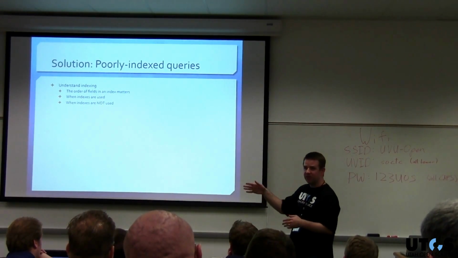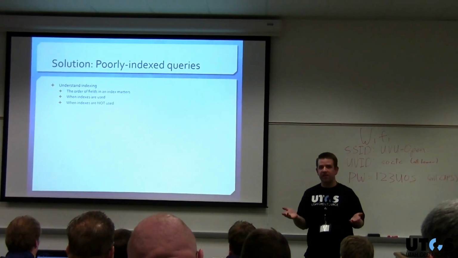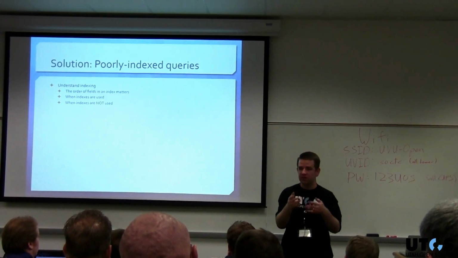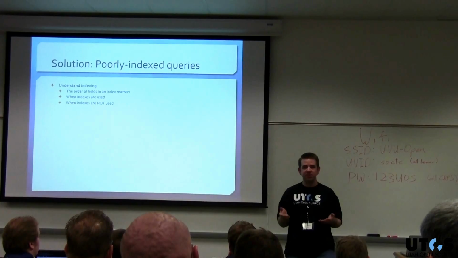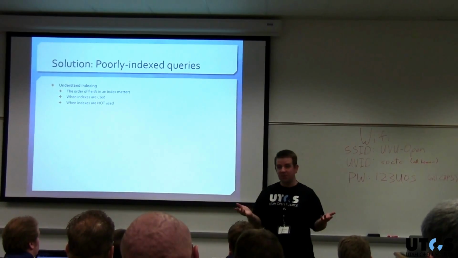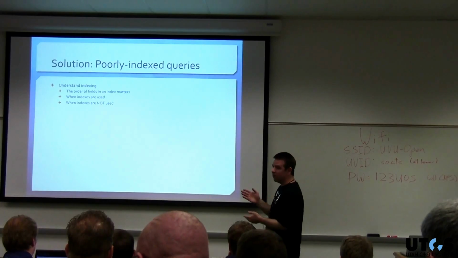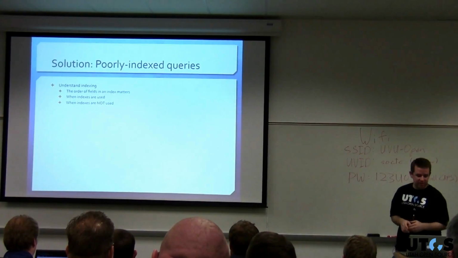Think of alphabetical order. If you know someone's last name, you can look them up in the phone book. If you know the first letter of their last name, you can find that quickly. If you're looking up by the second letter of their last name, it's not going to help you very much. You pretty much have to look through the entire phone book, right? So that's kind of where the leftmost parts of indexes and ordering come in.